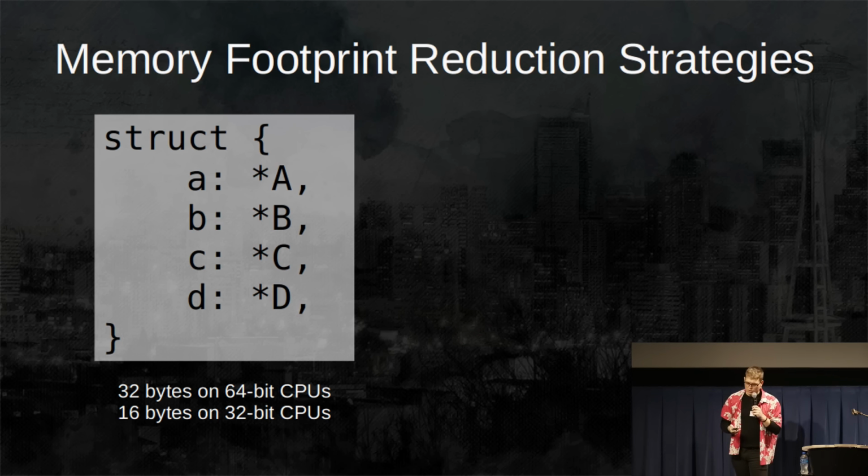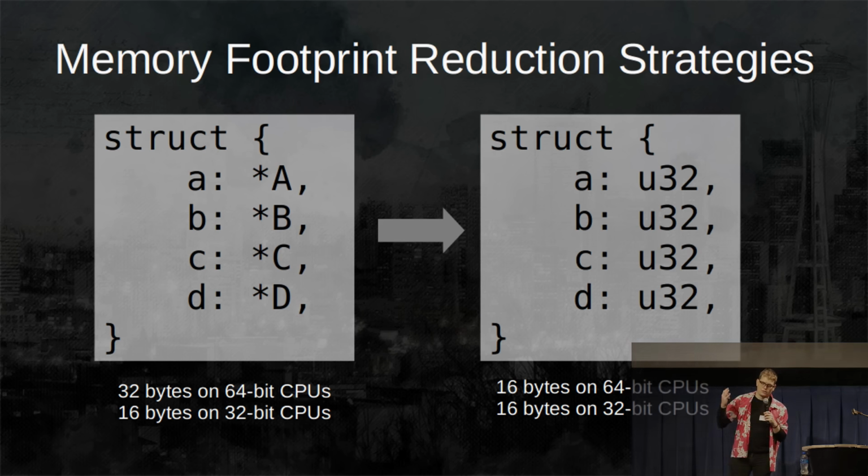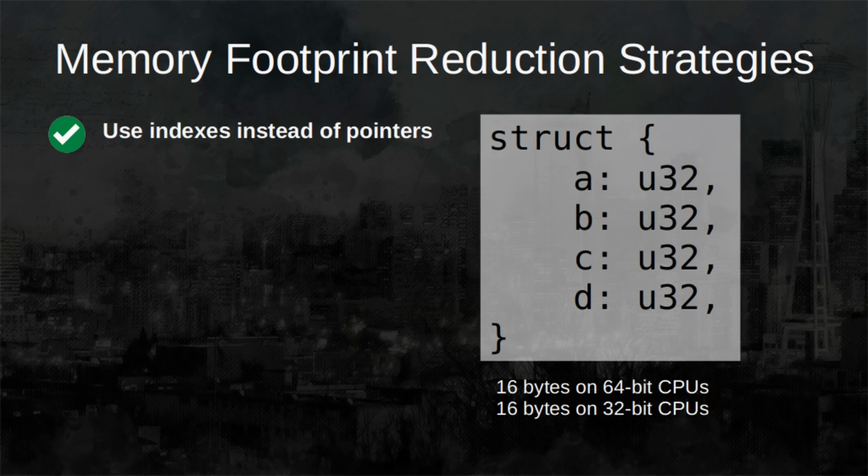But there's something you can do. Just use integers. So if we don't heap allocate these objects, if we have them in an array list, for example, and we use indexes instead of pointers to refer to them, we've halved the size of the struct on 64-bit CPUs. So use indexes instead of pointers. That's a trick you can use to have a smaller memory footprint.